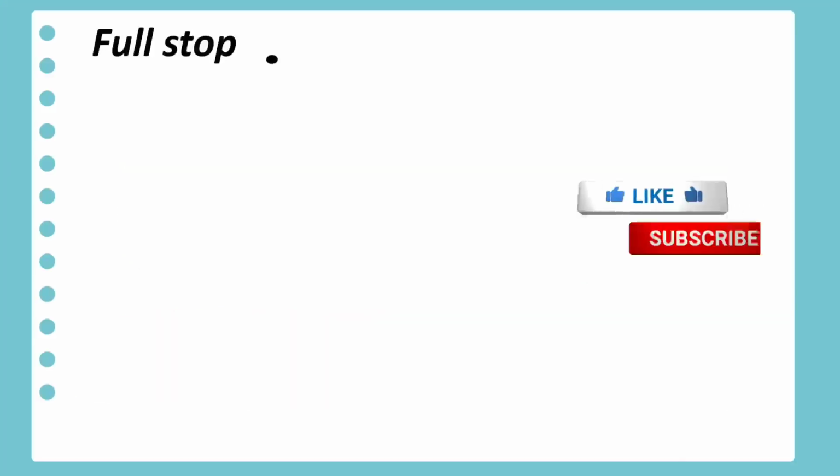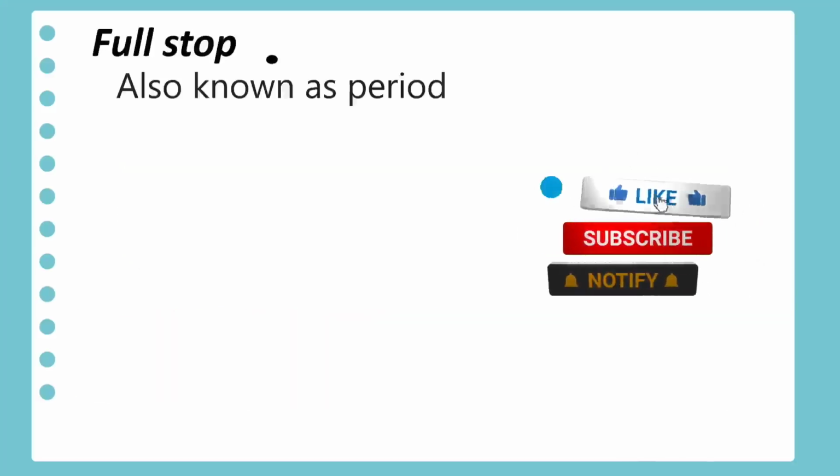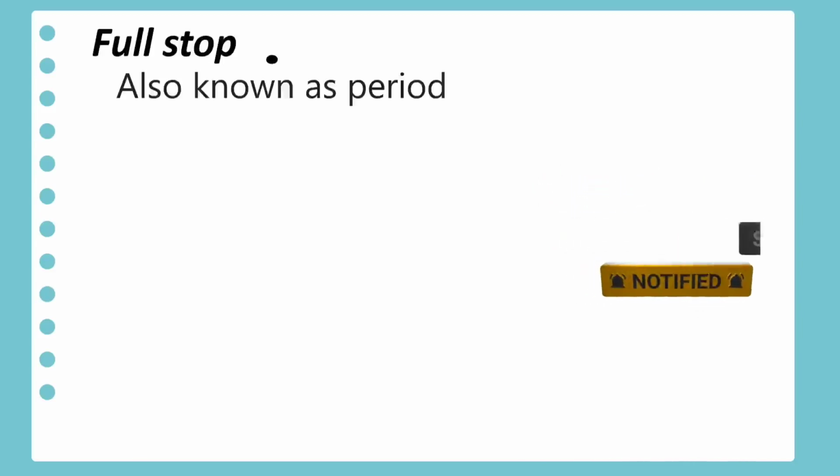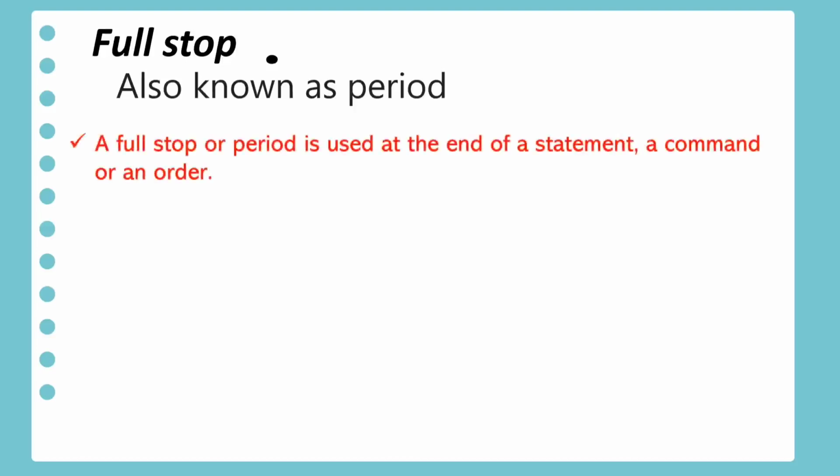Well, starting with the full stop, which is also known as period. It is the most common punctuation mark in English. It is used to indicate the end of a sentence, and it is important to use it correctly to ensure that your writing is clear and easy to understand. Let's discuss the uses of full stops with some examples.